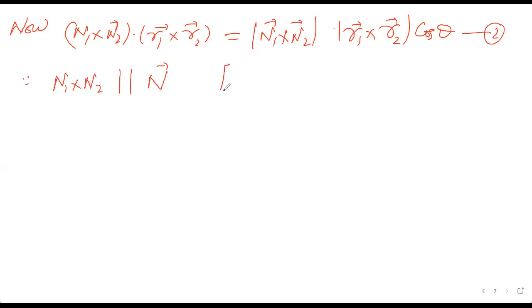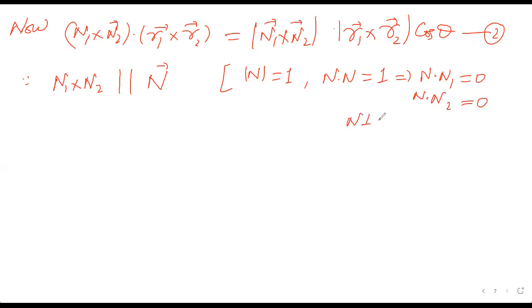पैरेलल टू n क्यों है भाई? अगर याद हो हमने किया था, ये आपका n यूनिट वेक्टर है, तो I can write n dot n is equal to 1. So differentiating, it will give you n dot n1 is equal to 0. Similarly, n dot n2 is equal to 0. क्या आया था आपके पास? n is perpendicular to n1, n is perpendicular to n2. So this implies that n is parallel to n1 cross n2. If some vector is perpendicular to a, perpendicular to b, it will be parallel to a cross b.